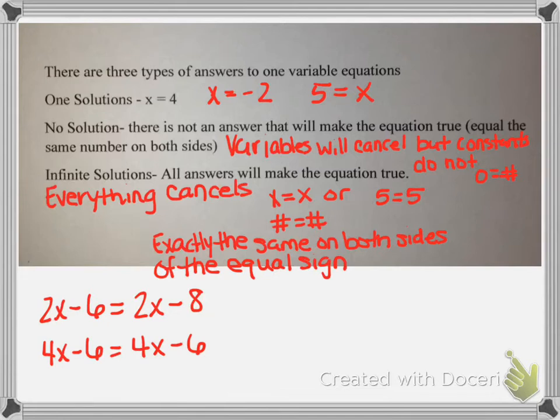However, in the second one, it doesn't matter what number I put in there. They're already equal. It says 4x minus 6 equals 4x minus 6. So it doesn't matter what number I put in there. If we say that x is 1, that means 4 times 1 minus 6, and the other side would say 4 times 1 minus 6. It doesn't matter what number I put in there. They're already equal, so therefore infinite solutions will work.